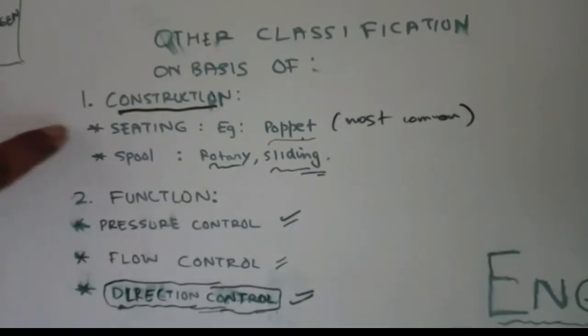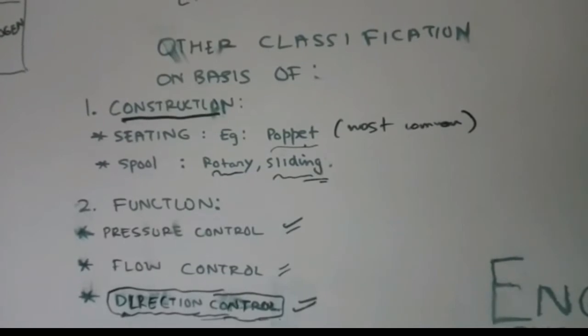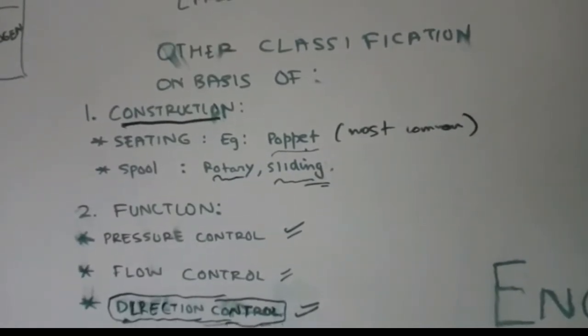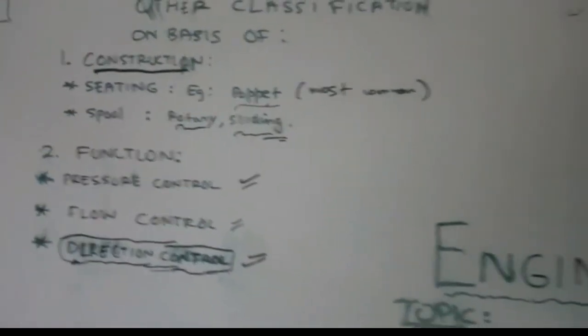On the basis of construction, we have sitting or spool. Broadly, we have infinite position valves and finite position valves. So that's enough in this lecture. We'll study these valves in detail in the other lectures.